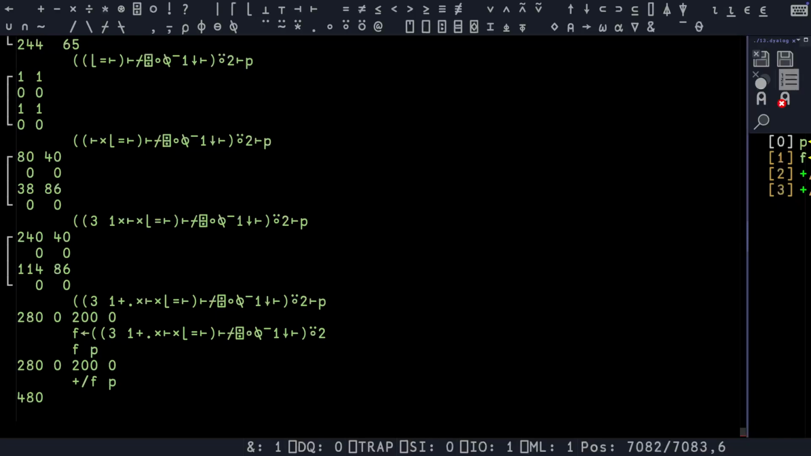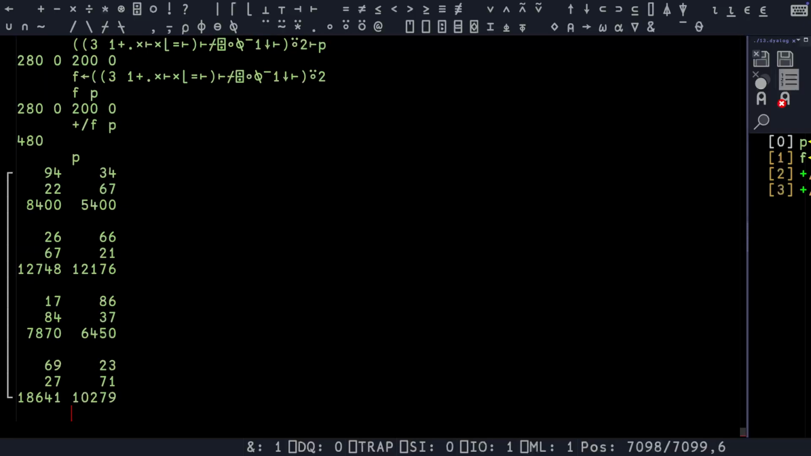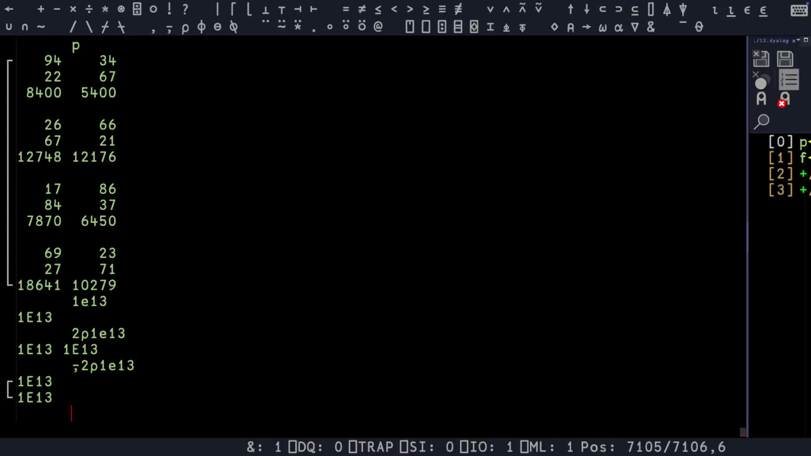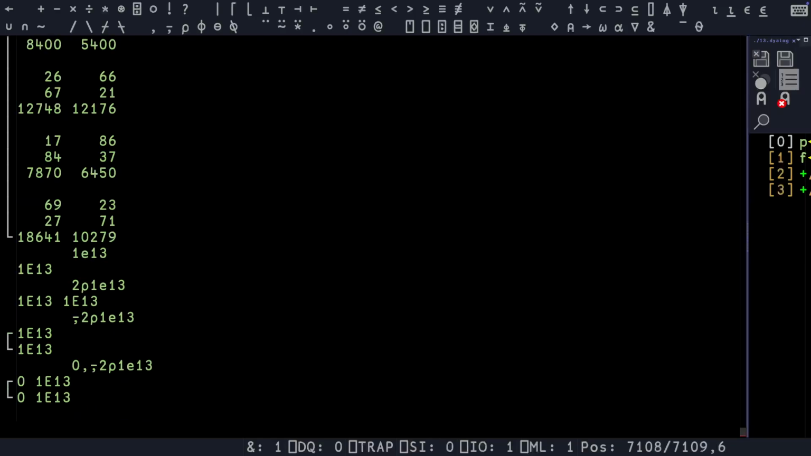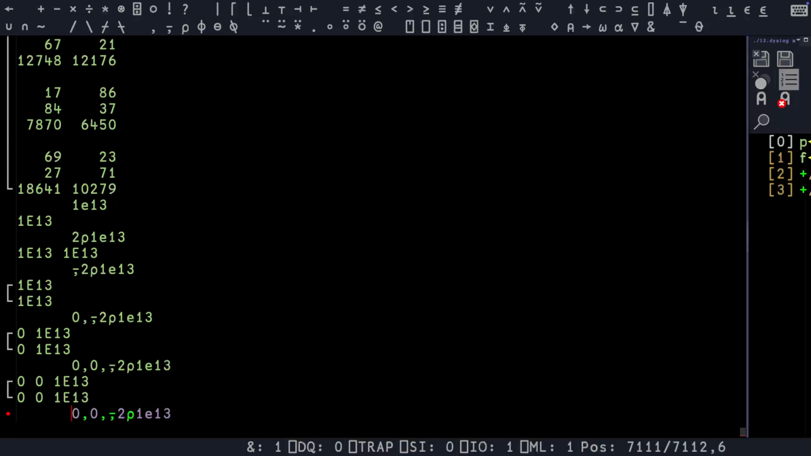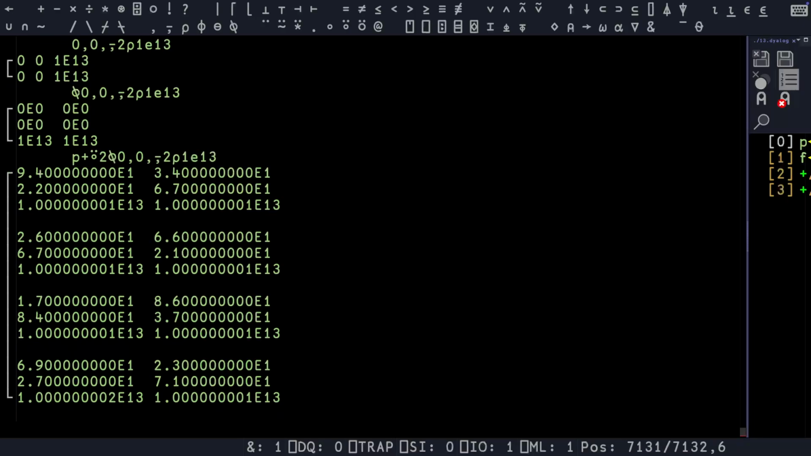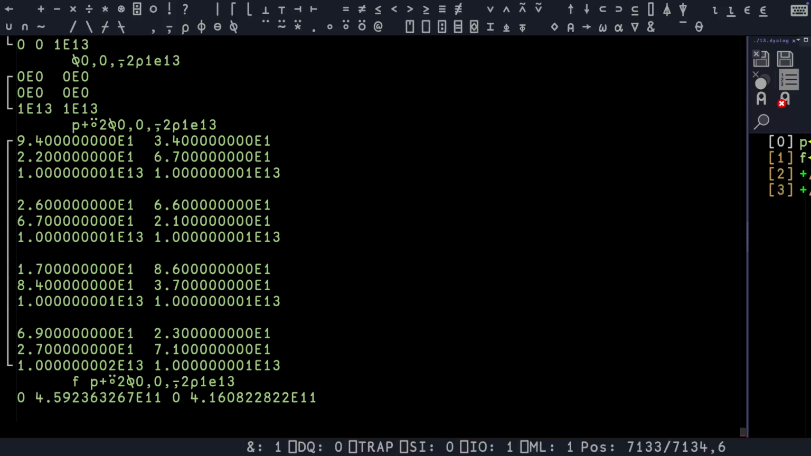For part 2, we are adding 1E13 to each of the prize coordinates. So we can do 1E13. We can shape that twice so we get a vector of it. We can form it into a column, and then we can prepend 0 twice to get a matrix. If we transpose it, we can then do rank 2 addition on our inputs. And then this will just be running F again to get the total costs.